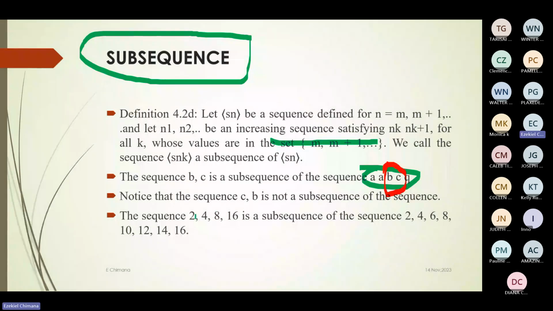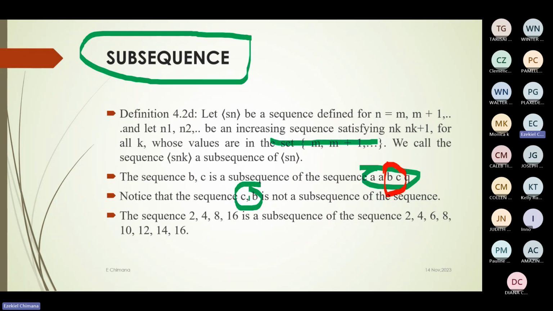So notice that the sequence CB is not a subsequence of the sequence. If you are going to take CB, it will not be a subsequence because we do not have a CB there. What we have is a BC. So the order is very important for a subsequence.